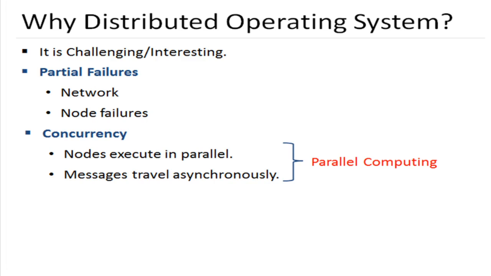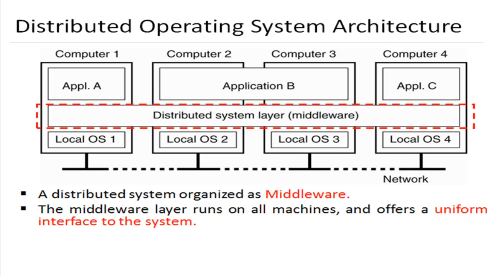The partial failure is due to network or due to node failure. The concurrency drawback will occur because nodes execute in parallel and messages travel asynchronously. This is the architecture of distributed operating system. A distributed system is organized as middleware. The middleware layer runs on all machines and offers a uniform interface to the system.